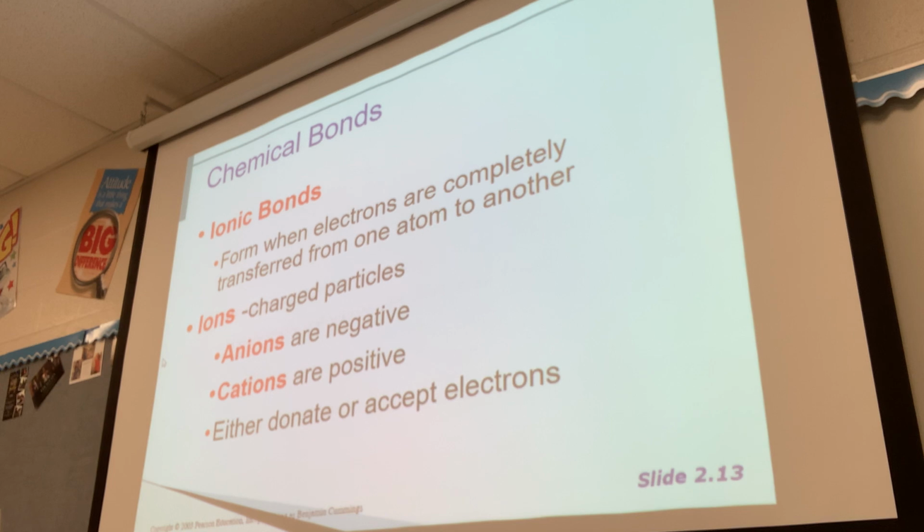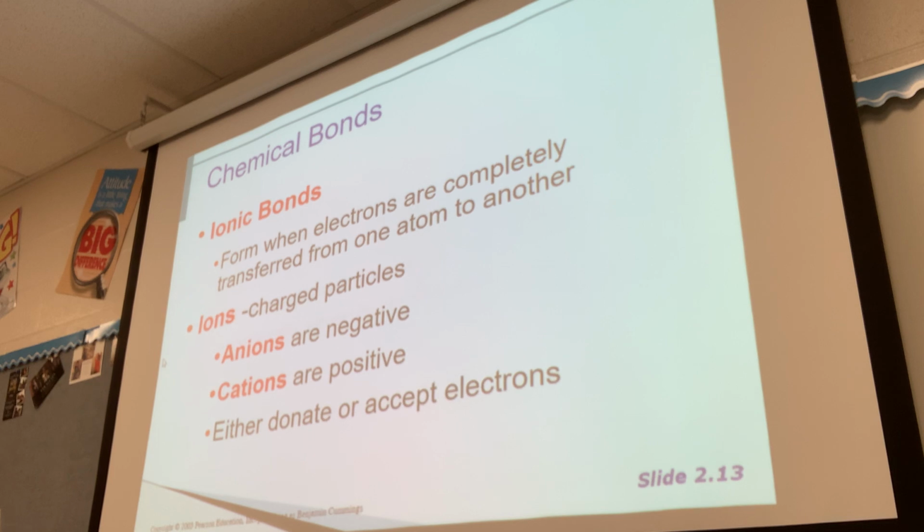Alright, so the first type of bond is the ionic bond. There are ionic and covalent bonds and also something called hydrogen bonds, and those are the ones we're going to talk about. Ionic bonds form when electrons are completely transferred from one atom to another. So basically what happens is it gives its electron away. It completely gives it away to another atom, and now that electron is missing.